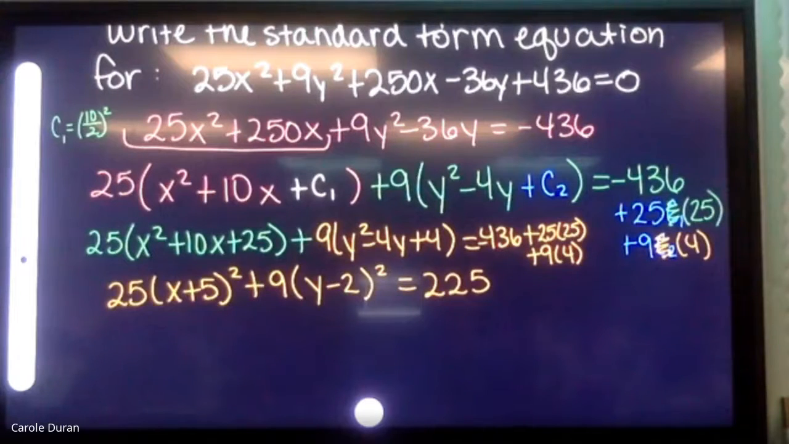And I'm going to pause right here, just for a minute. Yeah, because that's a -436. And I'll add to it the 25 times 25 and the 36. I just don't know. It's 625. Let me look at why I did that.